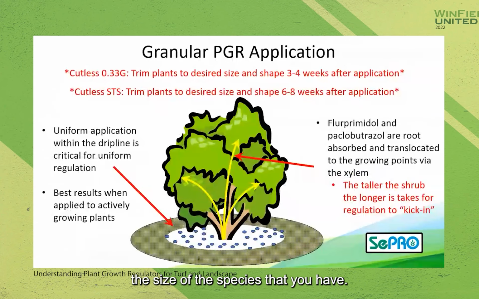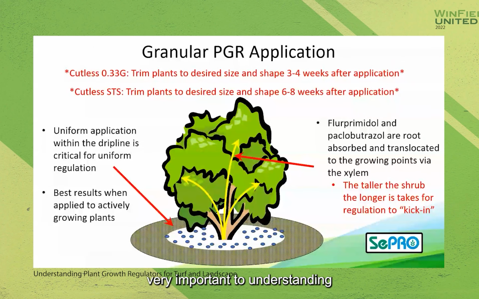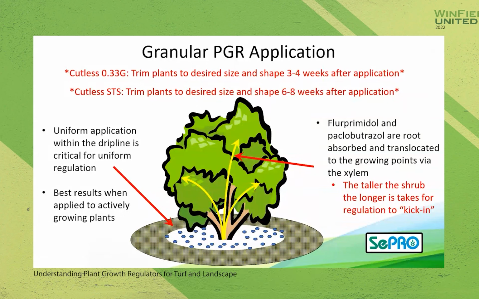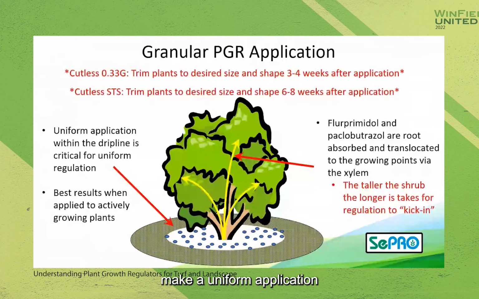All right, how the granular PGR products work, I think, is very important to understanding and implementing an effective granular PGR program. As I mentioned, you've got to apply it to the drip line, make a uniform application, whether you're going over the top, as depicted in the cartoon there. But it is a granular product, and the active ingredient has to get into the soil, be taken up by the roots, and then make it all the way to the shoots, the growing points.